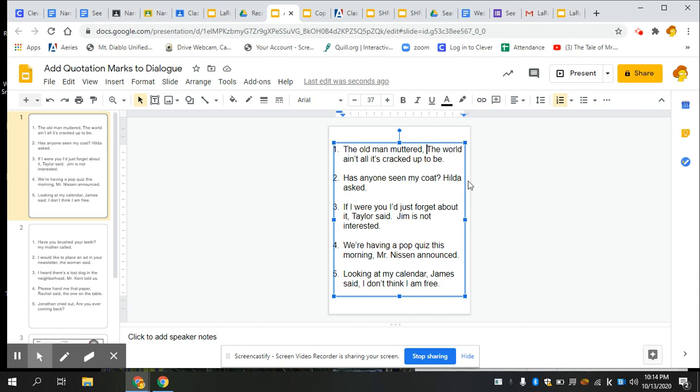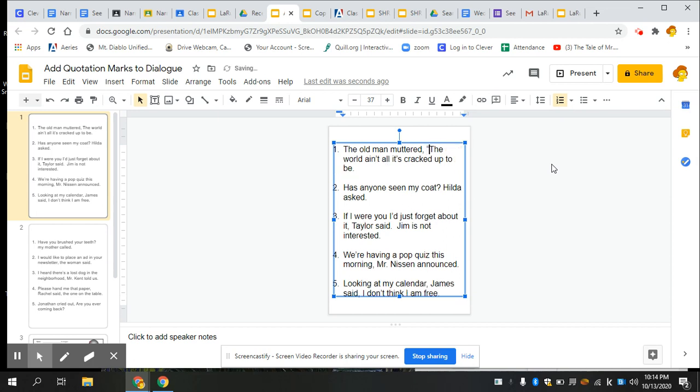So next to the word the, I'm going to push Shift and the button next to my Enter key to create a quotation mark. I'm going to go to the end of the old man's dialogue when he's done speaking after the word be, and I'm going to push Shift and the quotation mark key again. Notice that I put the quotation mark on the outside of the period. The period in the sentence should be included in the old man's dialogue.